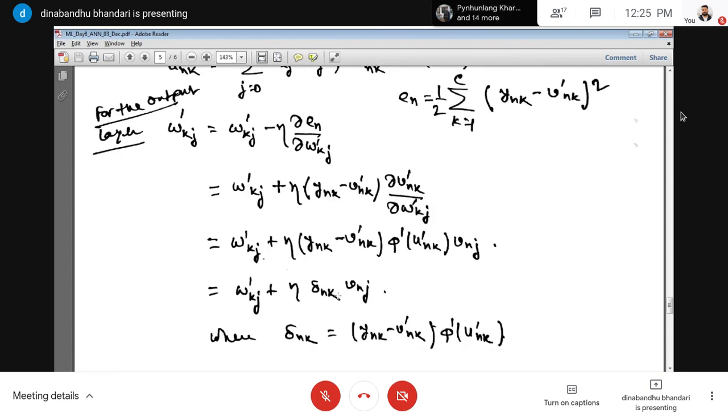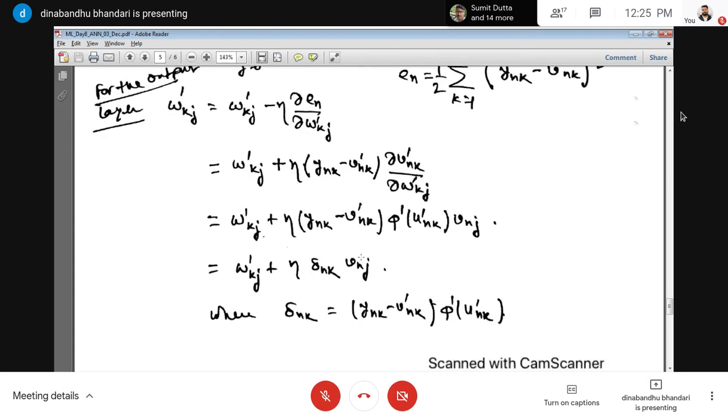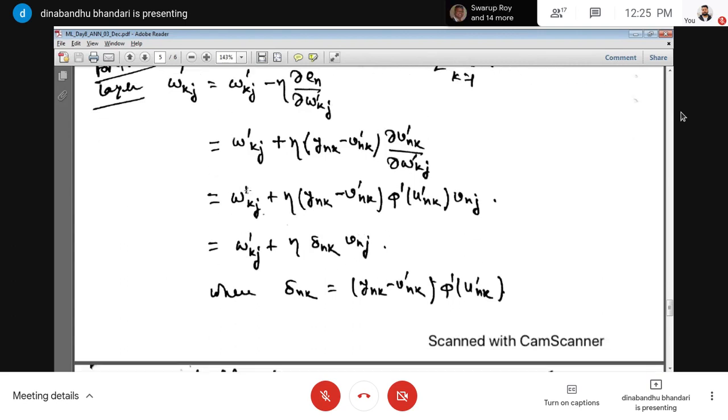And this here, delta NK, I am referring to as this part. This part is delta NK. And I have sent you that back propagation derivation, one separate PDF file. There you will find this very effective, and you can understand it very easily. Okay, so we can calculate W-KJ using this formula.